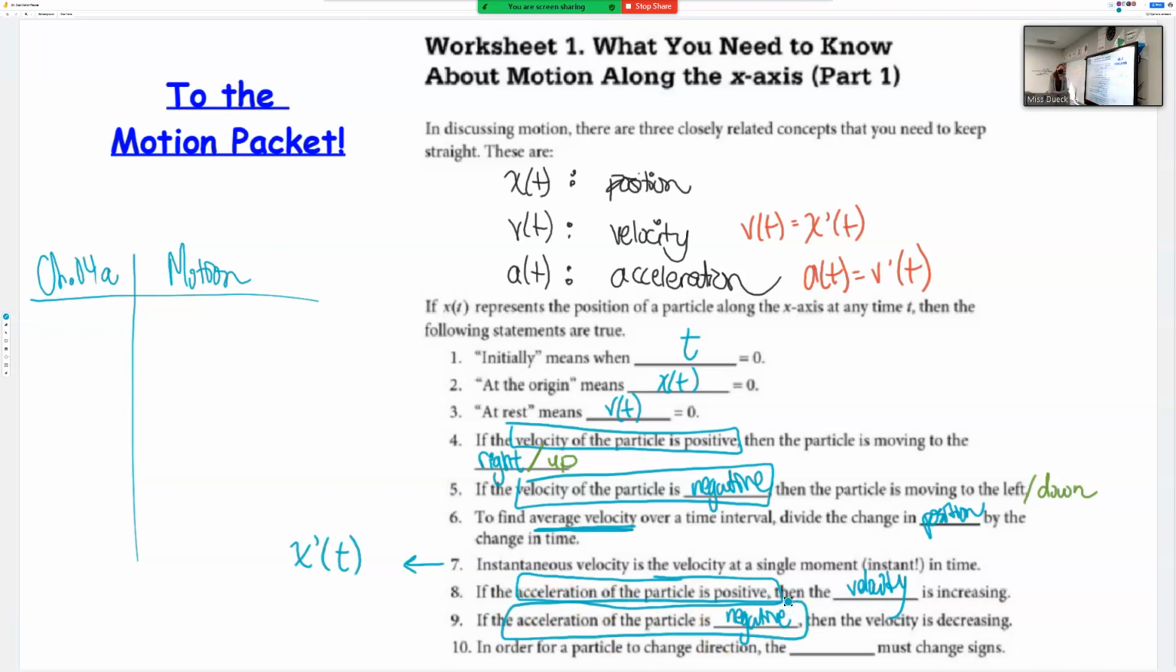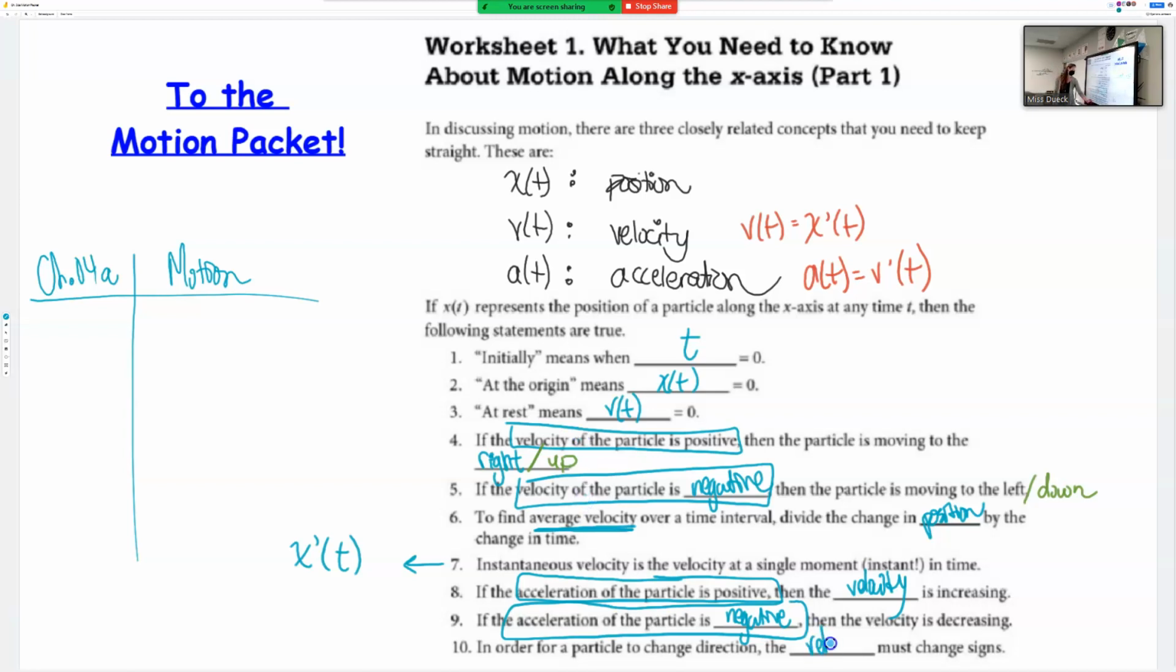In order for a particle to change direction, what must change signs? To change direction, so from right to left or from up to down, what's going to be changing? Velocity, because he's the guy that tells me the right or the left or the up or the down. To be changing direction, it's my velocity that's going to be changing signs.